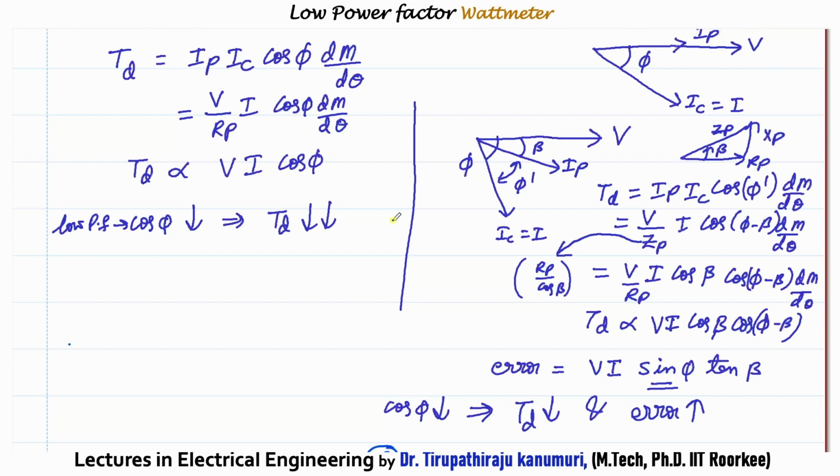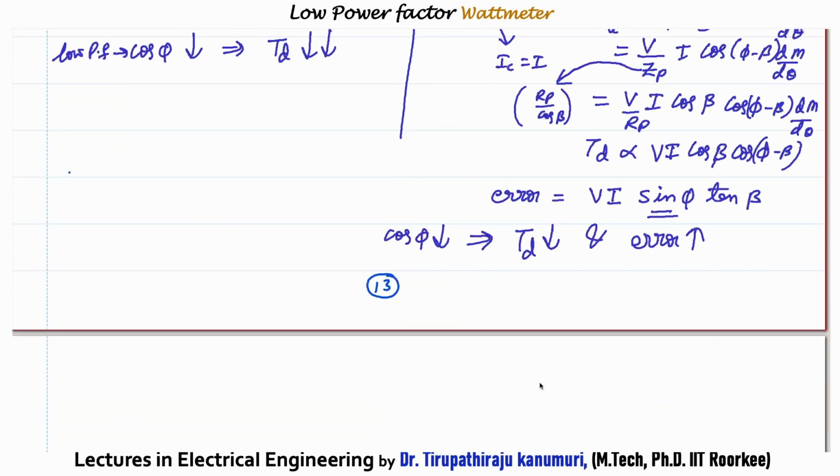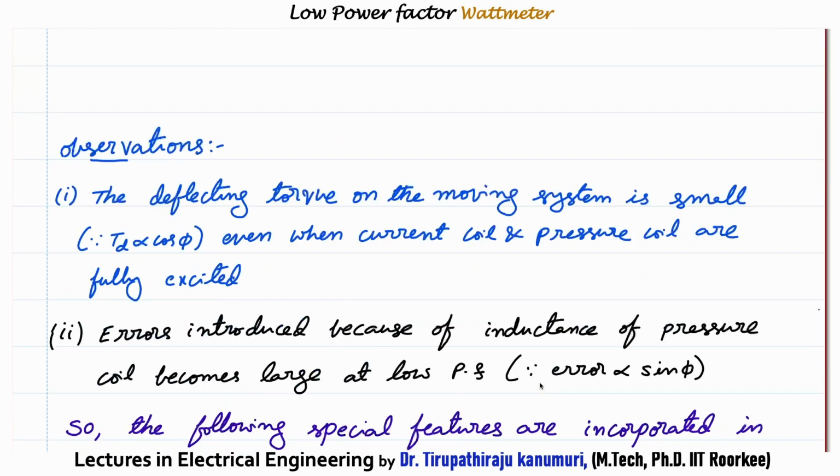That means whether you take the ideal case or practical case, in both the cases we can see that whenever the power factor is low, the amount of the deflecting torque is decreased, and the amount of the error introduced, that means difference between measured value and true value, is very high. So that's why some design parameter changes are required in order to incorporate them.